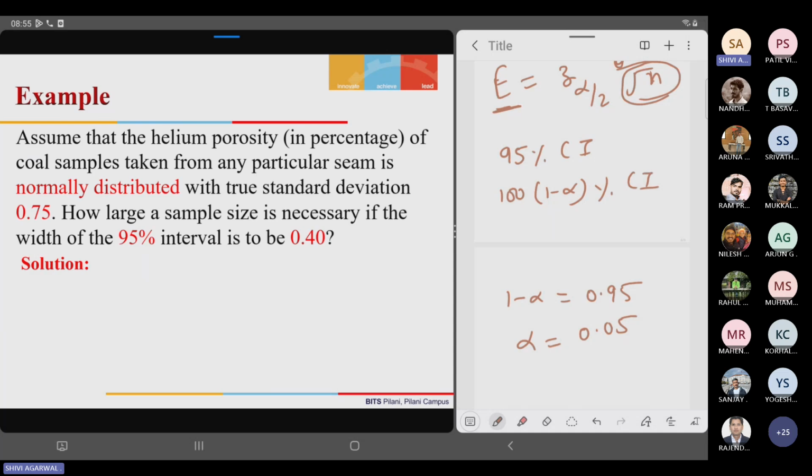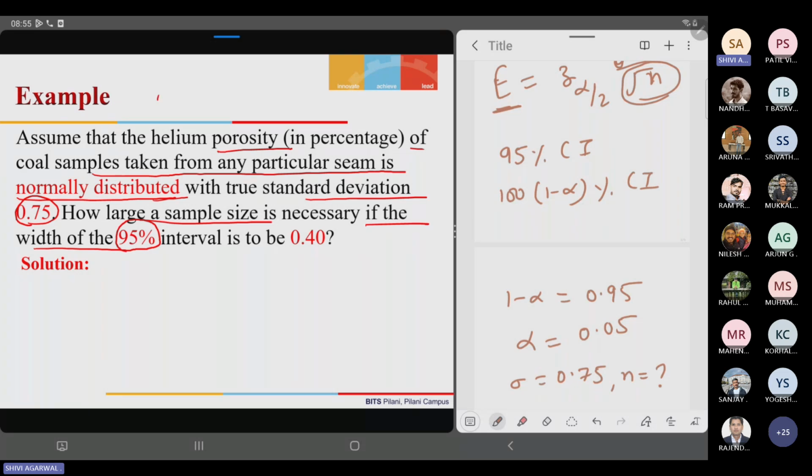So one example we are taking here: helium porosity in percentage of coal sample taken from any particular seam is normally distributed. So this is given. True standard deviation is 0.75. So sigma is given as 0.75. Correct. How large is the sample size? So they are asking what is the value of n necessary if the width of the 95% interval is to be 0.40. So 95% means what? Alpha is 0.05. So 2E is equal to 0.40. Margin of error.